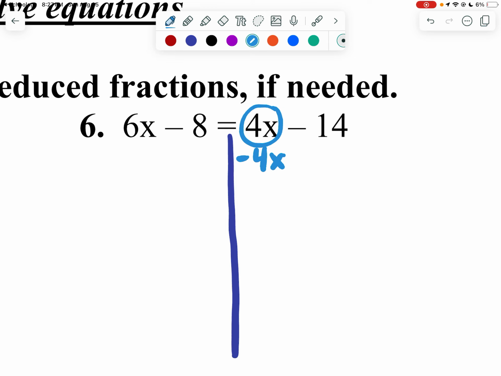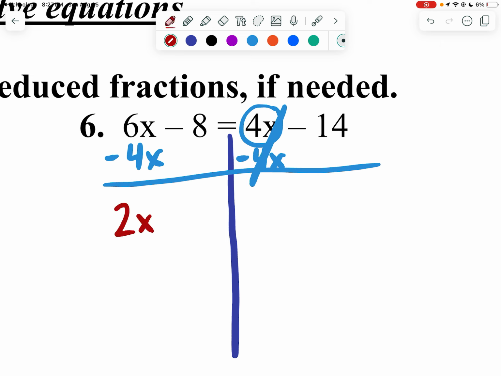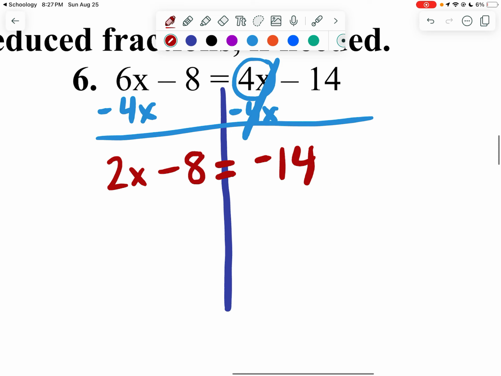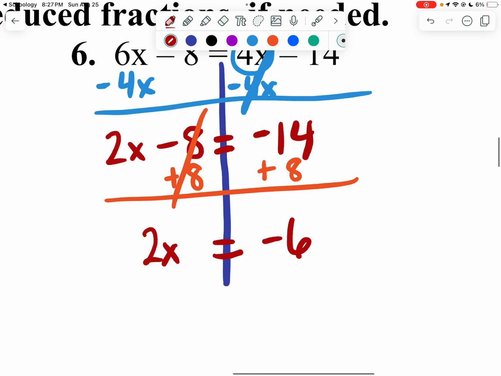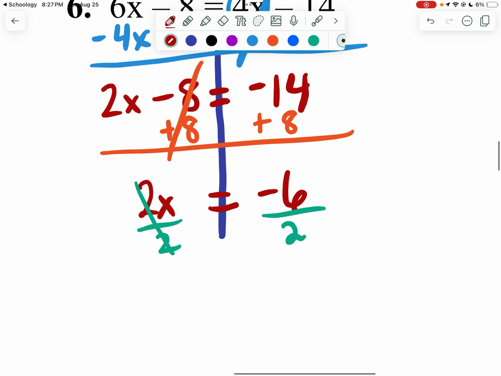Now I have to do the same thing on the other side of my equal sign under that like term. Okay, so I'm going to put that here. That cancels. So 6x minus 4x, that's 2x. Bring down the minus 8, negative 14. Okay, now I have my x's on one side. Now I need to move my numbers. So I'm going to add 8 to both sides. So that'll cancel that. So we got 2x equals negative 14 plus 8. That's negative 6. And then our last step, we can divide by 2. That's the opposite of multiplying.